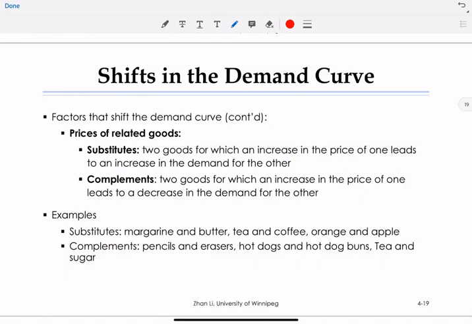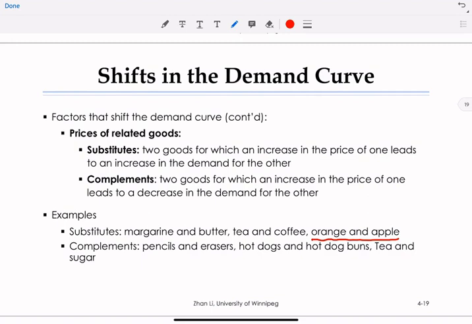Okay, anyway, so now let's think why. Okay, let me figure out which example I want to use here. Okay, I use orange and apple. Let's see why these are substitutes according to the definition, right? Remember, by the definition, if there is an increase in the price of one good, then there should be an increase in the demand for the other, right? If these two goods are substitutes.